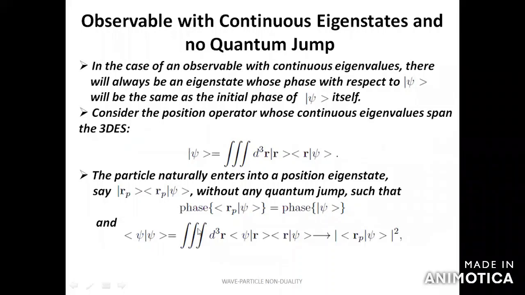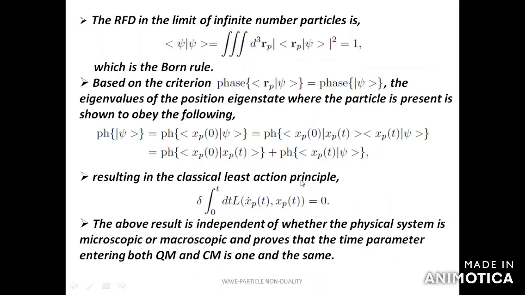So this is the collapse of the wave function advocated in Copenhagen, because it is a generalization of the discrete case, which is the same. But the point is to show that non-duality can explain the collapse of the wave function. Another thing we have made is this: the phase of a state vector will be the same as that of a particle state vector, because in a continuous eigenbasis there will always be one state whose phase exactly matches the phase of the state vector psi.